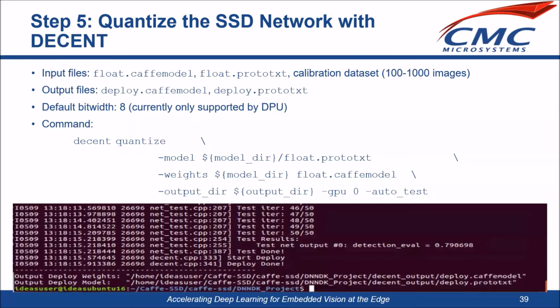You can invoke GPU acceleration from the command as well as an auto test sequence to test the accuracy of the fixed point model. As you can see, the auto test achieved an accuracy of 79% on the calibration data set. Although DCENT can generate models for arbitrary bit widths, the current version of the DPU coprocessor only supports 8-bit values.